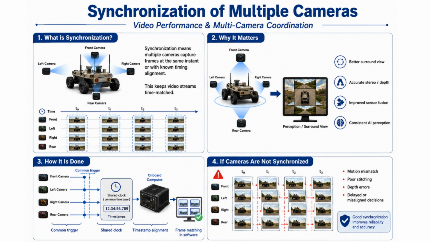Synchronization can be achieved using a common hardware trigger, a shared system clock, accurate timestamps, and software-based frame matching. If the cameras are not synchronized, moving objects may appear in different positions across the feeds. This can cause poor image stitching, depth errors, and delayed or incorrect decisions. In simple terms, good synchronization improves the accuracy, reliability, and safety of the complete unmanned ground vehicle vision system.